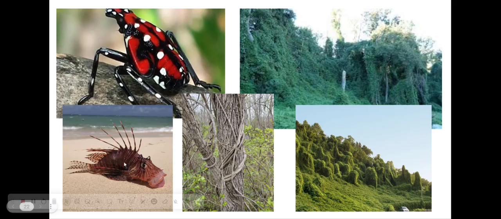This is also, oh my gosh, this is the lionfish. My brain was escaping me. This is a lionfish, a very highly invasive species found on the Florida coast.